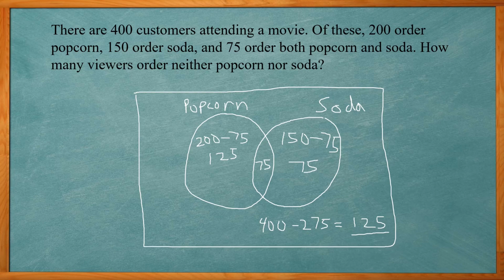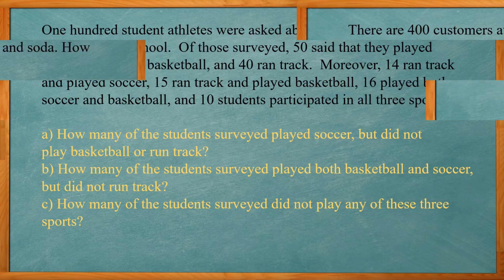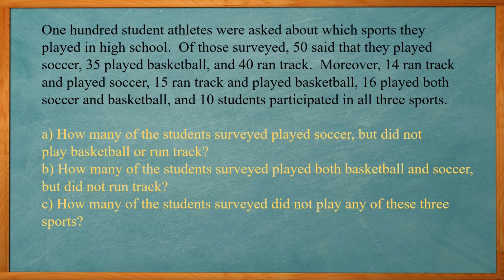Alright, so let's go on to some other problems that involve 3 sets. So this one reads, 100 student athletes were asked about which sports they play in high school. Of those surveyed, 50 said they played soccer, 35 said basketball, and 40 ran track. Moreover, 14 ran track and played soccer, 15 ran track and played basketball, and 16 played both soccer and basketball, and 10 students participated in all 3 sports.